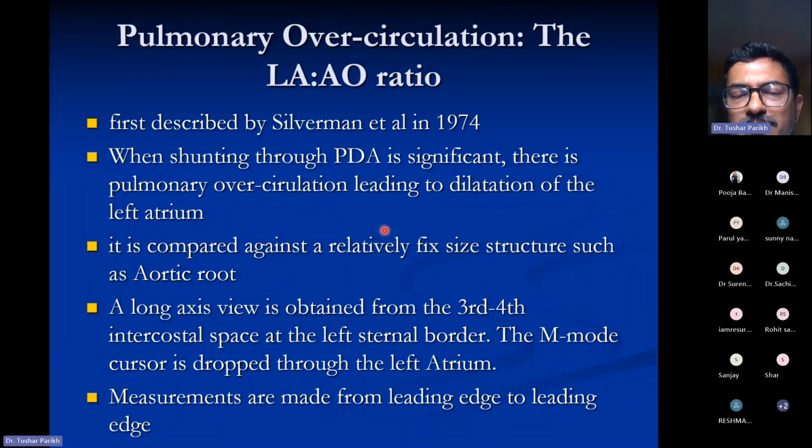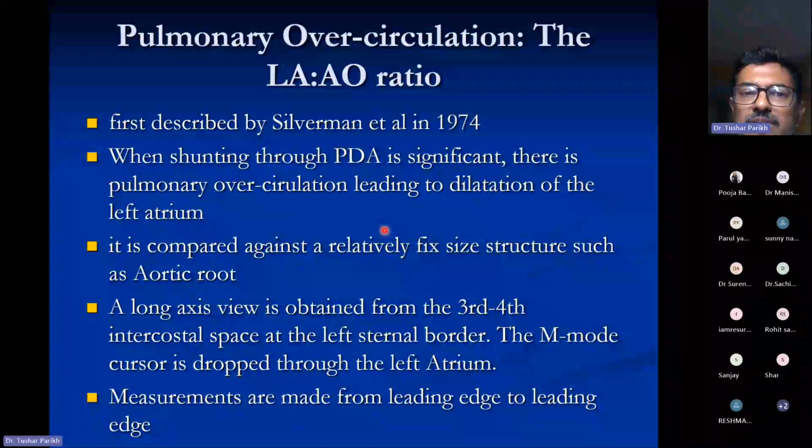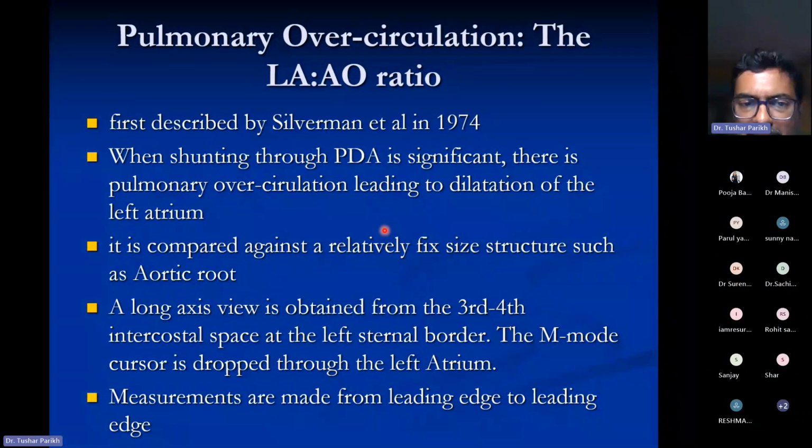Now, to decide pulmonary overcirculation, do the Doppler of the left pulmonary artery, do the Doppler of the main pulmonary artery. In both, look for flow during diastole and turbulence. Now the third one is to look for the LA-AO ratio. This is something which was first described by Silverman way back in 1974. This is one of the first ratios, so it has a historic importance to decide if the PDA is significant. When the shunting through the PDA is significant, there is pulmonary overcirculation leading to dilatation of the left atrium. And that left atrium size is compared against a fixed size such as the aortic root.